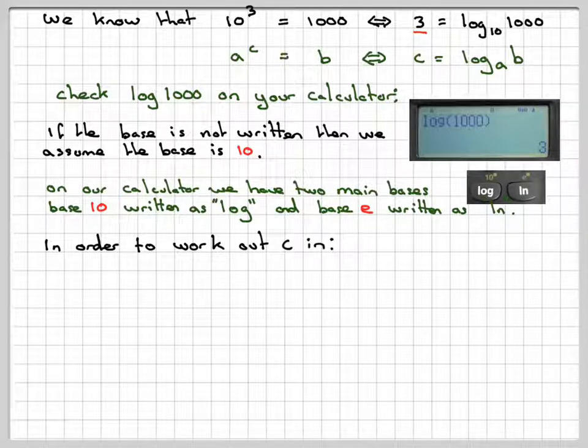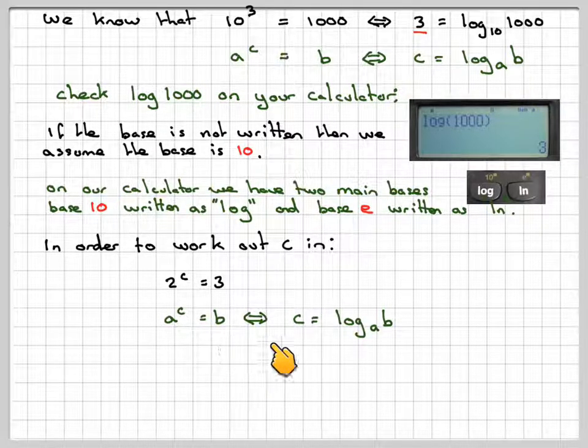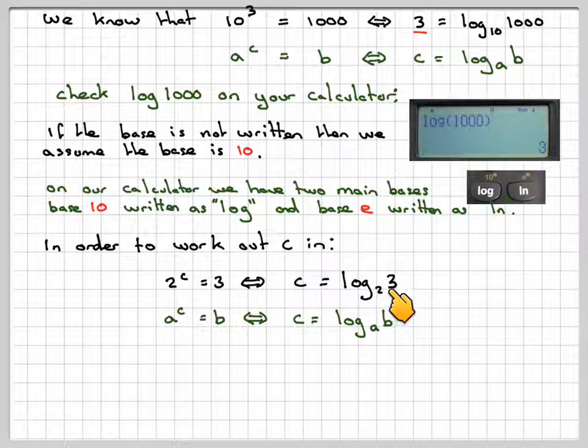So in order to work out c in 2 to the c is equal to 3, if we apply this, a to the c is equal to b gives that c is equal to log a of b. So pause the video now and see if you can write that in that format. Did you come up with c is equal to log to the base 2 of 3? We can't work that out on our calculator yet because we don't have enough knowledge, but in a future video I will show you how to change the base either into 10 or e so that you can work that out on your calculator.